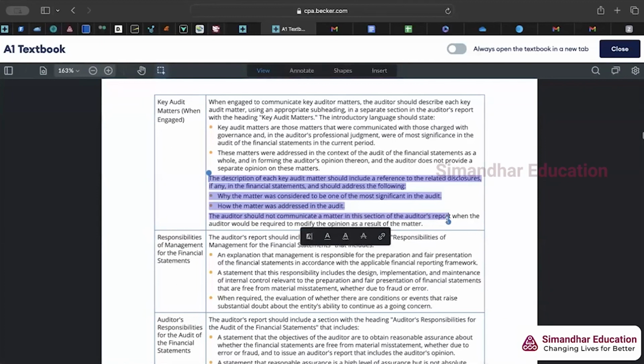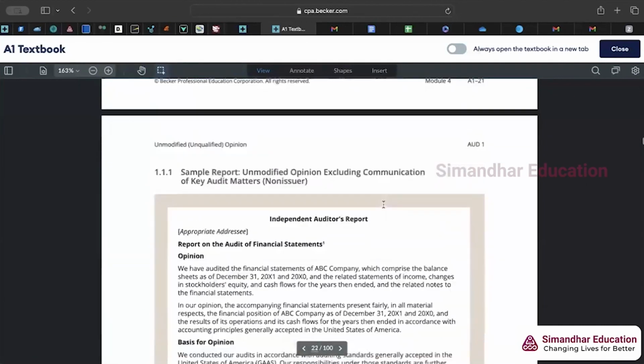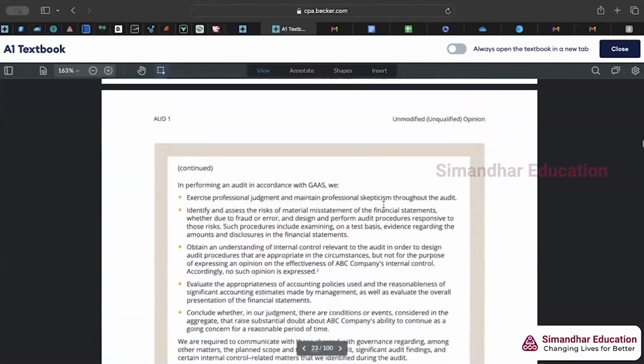Other matter paragraph, or emphasis of matter paragraph, is a paragraph which you're giving voluntarily to say that this is important for users to understand. In key audit matters, you are talking about matters that were most important during the audit. It is so significant that you have to point out how it was addressed during your audit. You can give CAM only when there is a clean opinion. If there is a modification, you cannot put in CAM.